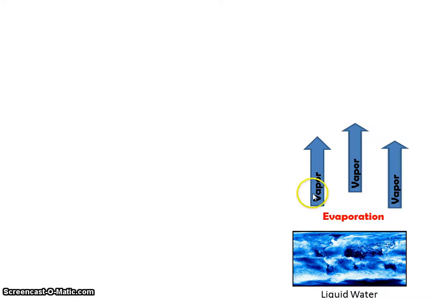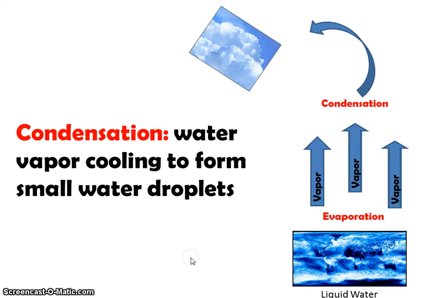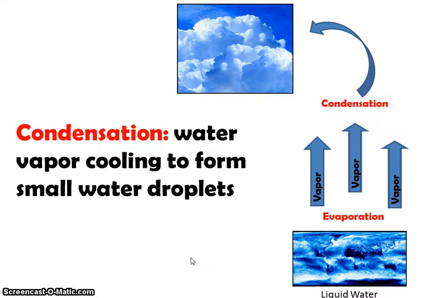So the water vapor rises up, and pretty soon it's going to hit that cold air. Well, what happens when gas gets cooled down? Well, it turns back into water. Okay, so we take that gas, we cool it down, and we call that condensation. Okay, condensation is when the water vapor cools down and forms really small water droplets.